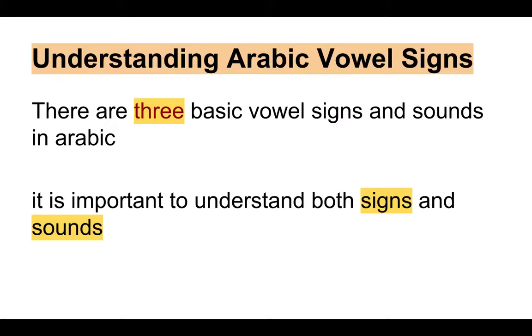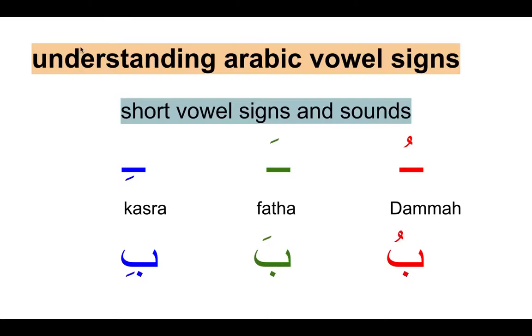So, today we will be learning about the Arabic vowel signs. There are three basic vowel signs and sounds in Arabic, and it is very important to understand both the signs and the sounds to understand the language of the Quran. So, what are these signs? These signs we have what is called a sign of Dhamma, Fatha, and Kasra. These are called short vowel signs and they're short sounds. For example, it is pronounced as bu, like a short burst, ba, bi. So it is Dhamma, Fatha, and Kasra.